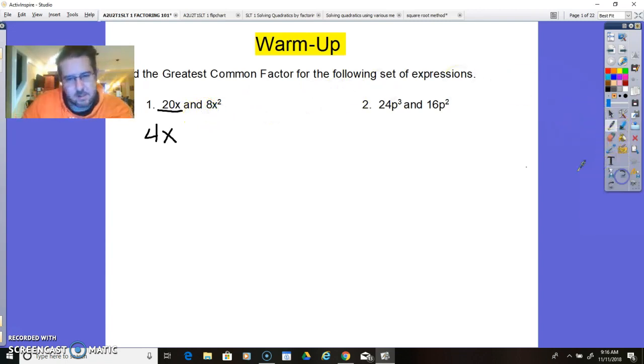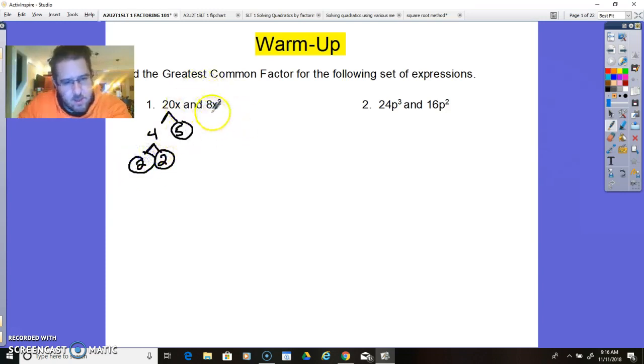Another way of doing this is to make what's called a factor tree, and that way you can see all the factors, the prime factors of that number. So 20 is the same as 4 times 5. 5 is a prime number, and 4 is 2 times 2, so the number 20 is made up of 2 times 2 times 5. And then 8 is 2 times 4, and then 4 is 2 times 2 again. These are all prime numbers because they can only be divided by 1 and itself.